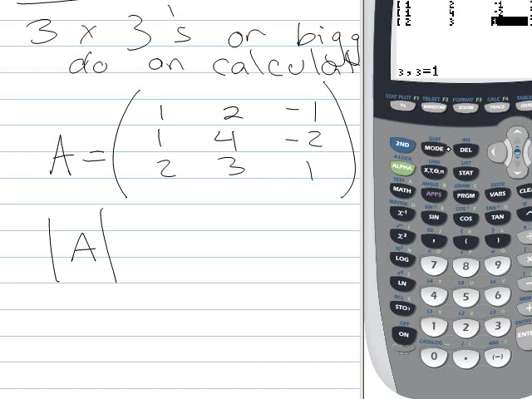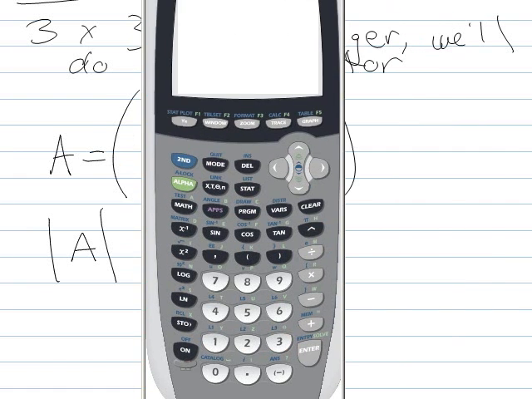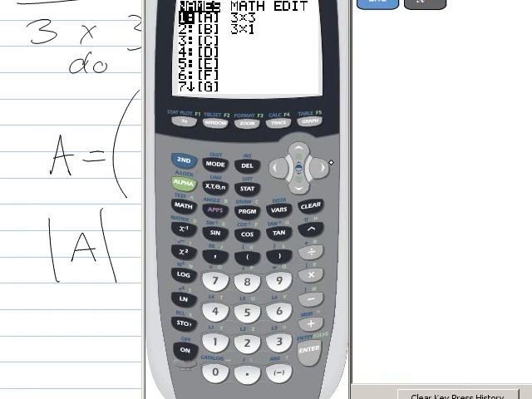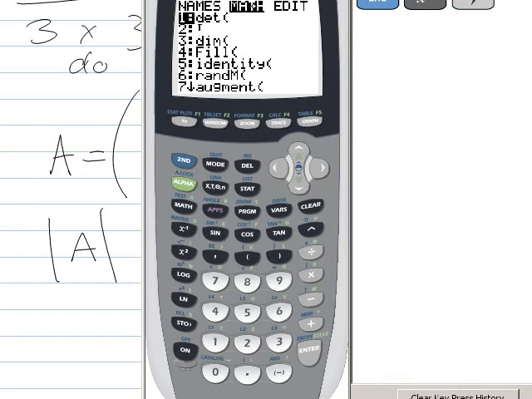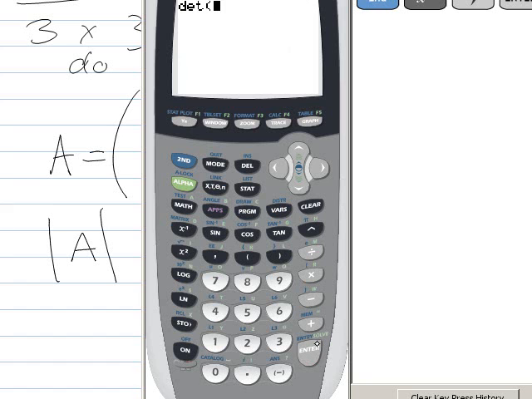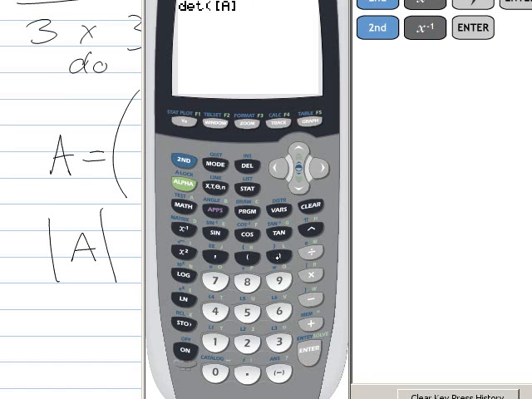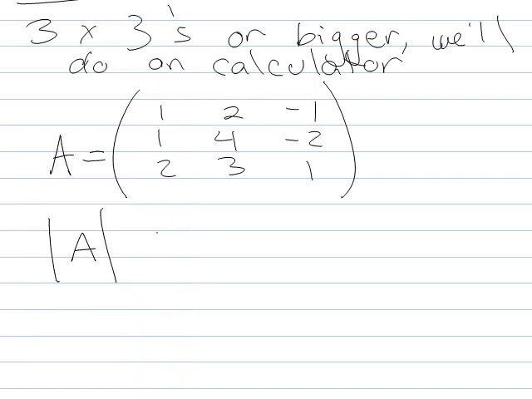Alright. So if I wanted to find my determinant, this is where you find it. I'll put my key presses on so you can see it. I'm going to go to Matrix, over to the Math tab. See DET, that stands for determinant. Determinant of A. So the determinant of A is 5.